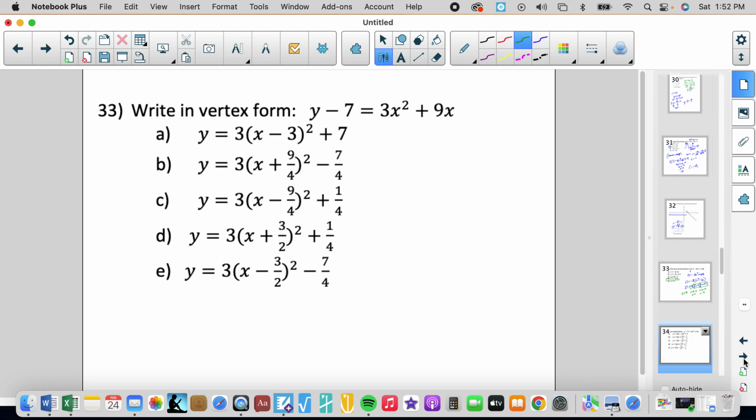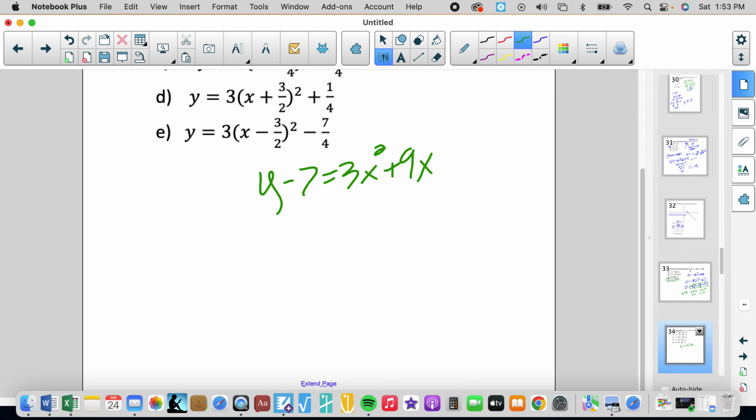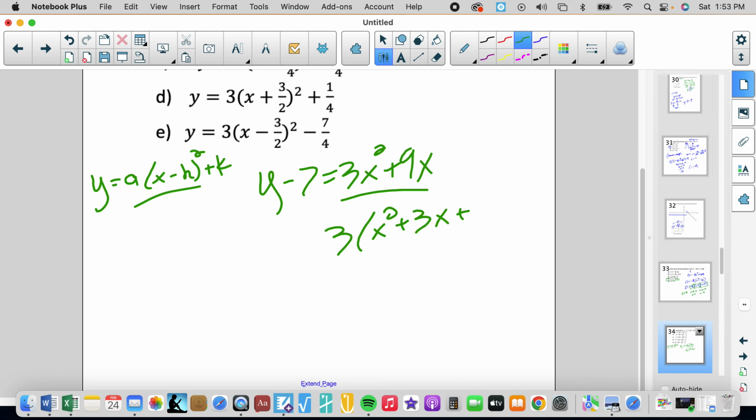Write in vertex form. Ooh, this is a crazy one. Write in vertex form. So we have this, 3x squared plus 9x. So this is going to really reach in vertex form. Looks like this, remember. So I need a binomial square there. All right, so first thing I'm going to do, I'm going to factor this, and I get x squared plus 3x, and now I'm going to complete the square.